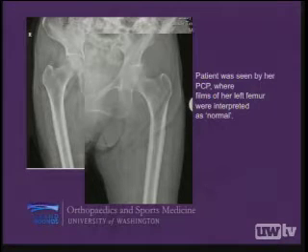Patient was seen by her primary care provider. Her films of her left femur were interpreted as normal. And I'd like to draw your attention to this abnormality about the lateral cortex of her proximal femur that we'll go into a little bit later.